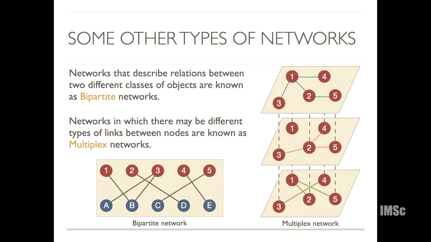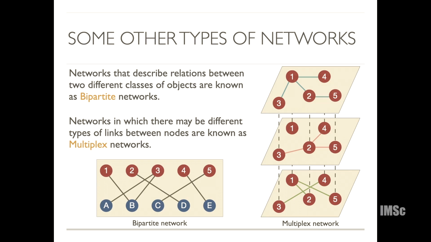Another type of network is called a multiplex network, wherein you see exactly the same nodes occurring again and again. So 1 to 5, 1 to 5, 1 to 5, and you have links between them, but there are different types of links. Here you have some blue links, some red links, and green links. So what could this mean? It means that you have the same set of nodes, but different types of links between them.